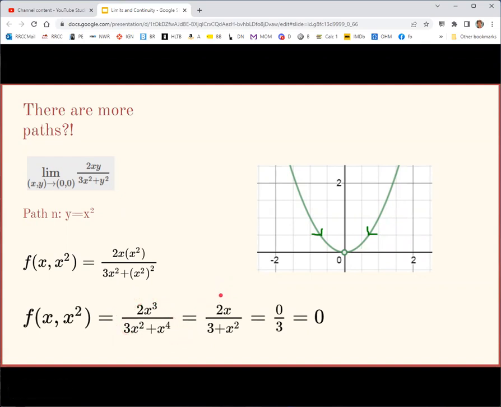And that simplifies to 2x over 3 plus x squared. At that point, you need to take the limit as x goes to 0. If you do, then the top goes to 0 and the bottom goes to 3. And so this limit agrees with the first two at being 0, which is fine. Again, the more you get that agree, the better. But if any one of them does not agree, the overall limit does not exist.